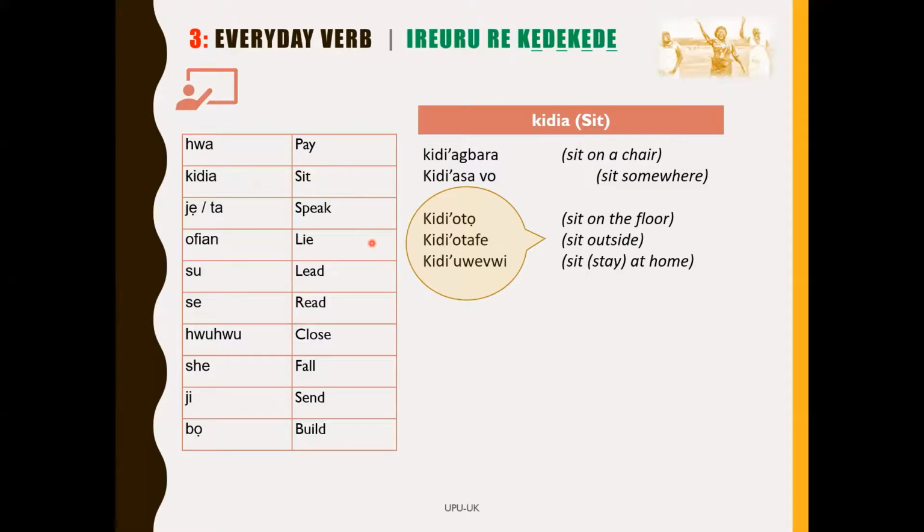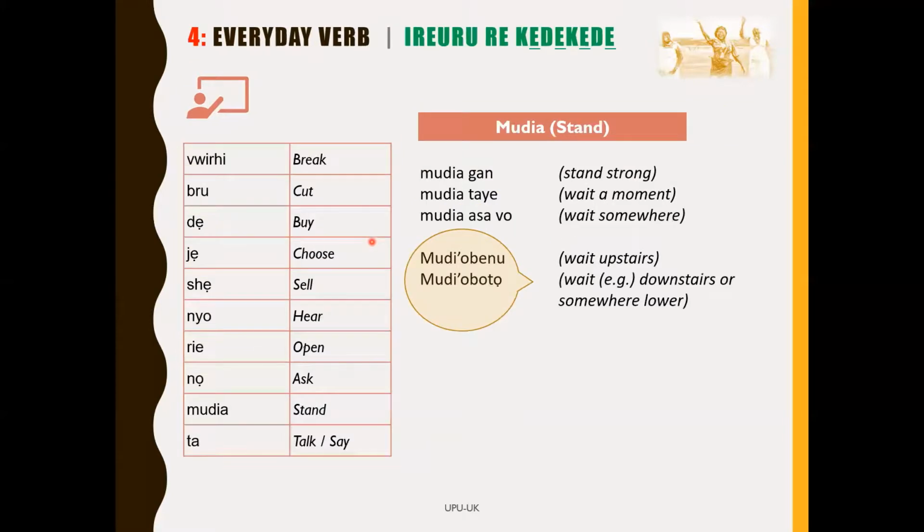So we've done 3 sets now. It's 30. Let's look at the 4th set. So the first of the 10 in this set is to break something, to snap something. Viri, to cut something, cut. Bru, to buy something. De, to choose, like choose what you're going to wear this morning.